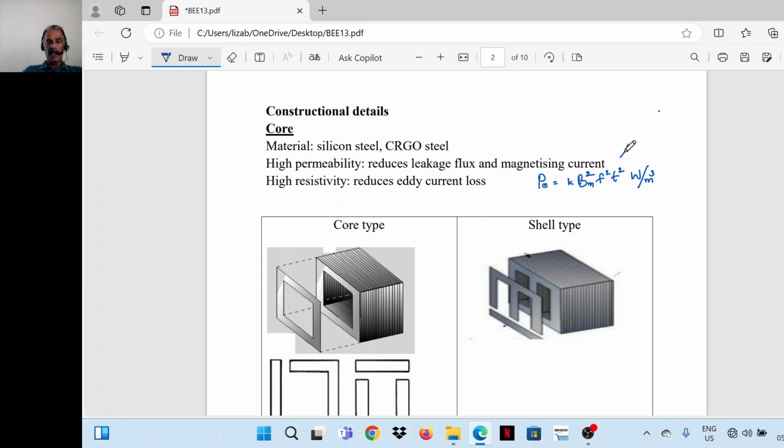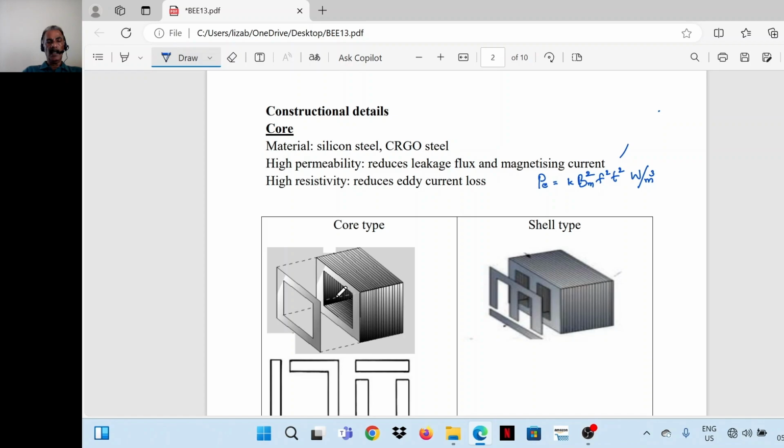In addition to that, another factor on which the eddy current loss depends is the resistivity. K is proportional to resistivity, or K includes the factor resistivity. So if resistivity is high, for the same dimension core material or core lamination, resistance will be higher and the magnitude of eddy current will be less, so eddy current loss will be less.